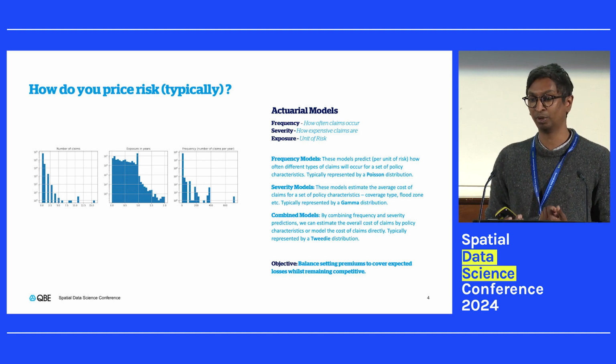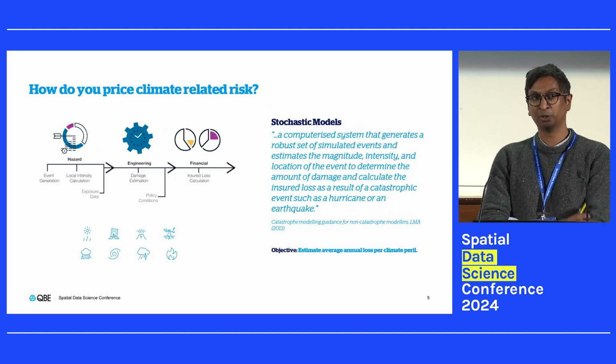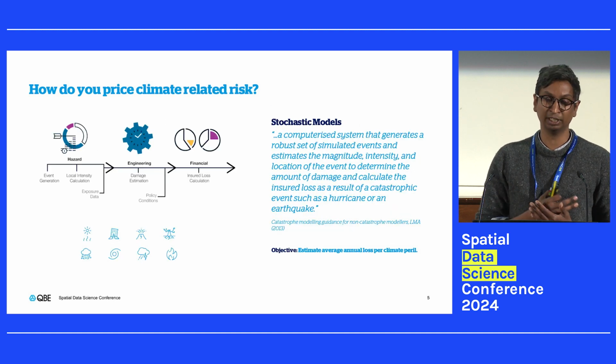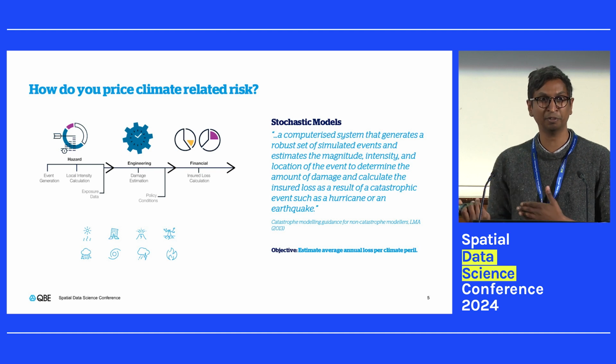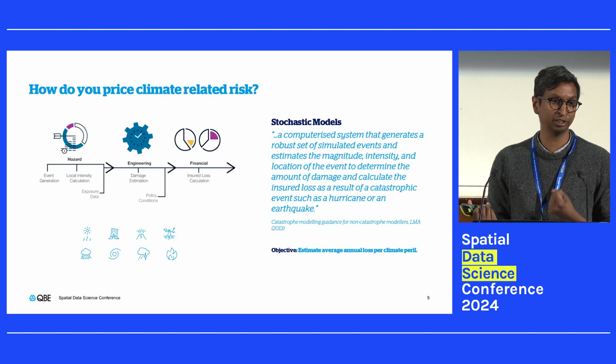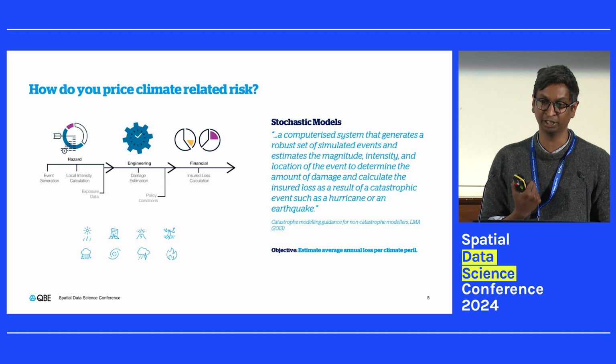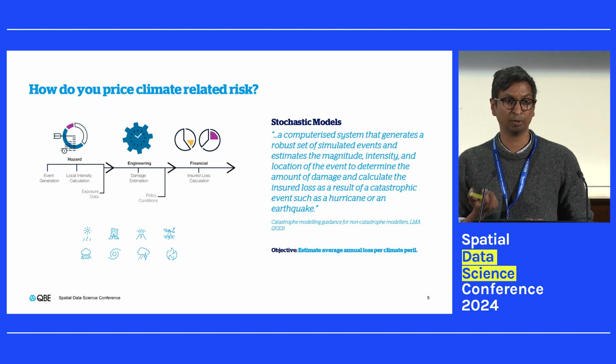So how do we actually price climate risk? Within our company, we have an entire team of people called the catastrophe modeling team. And they use a stochastic model, so you can't use historical data to price climate-related risk. Because if you never experienced a hurricane in a particular region, it doesn't mean that a hurricane is not going to hit in that region. So what is a CAT model?